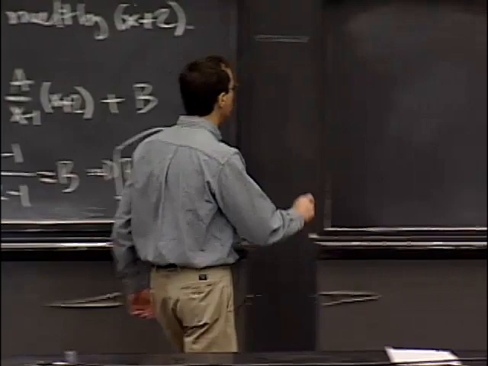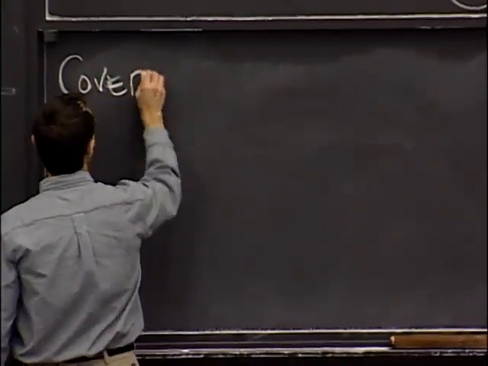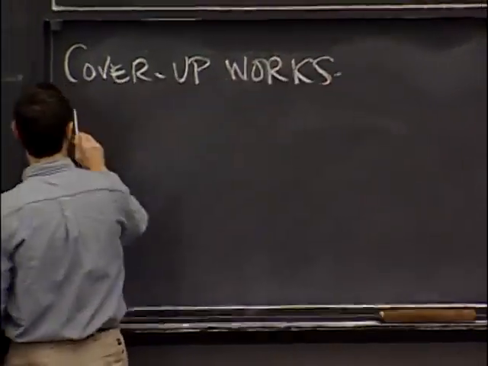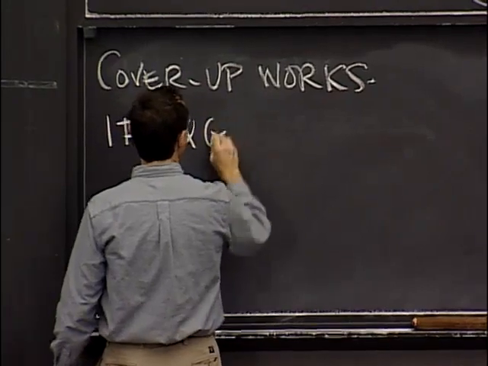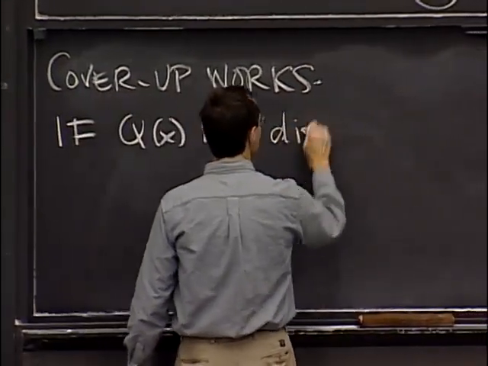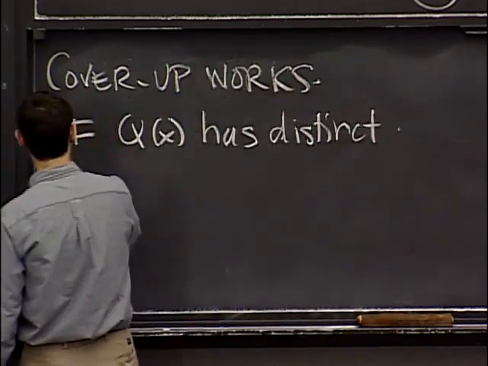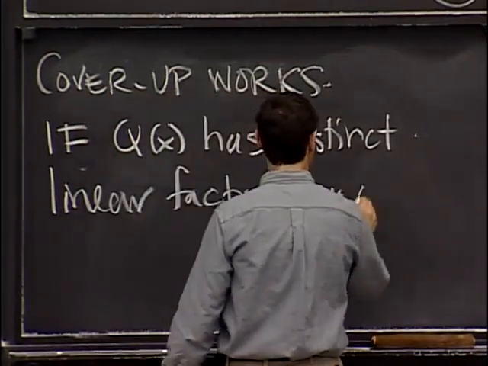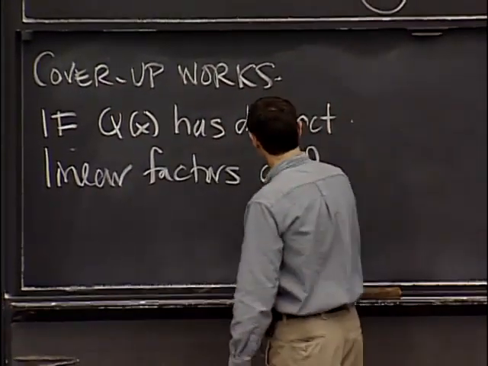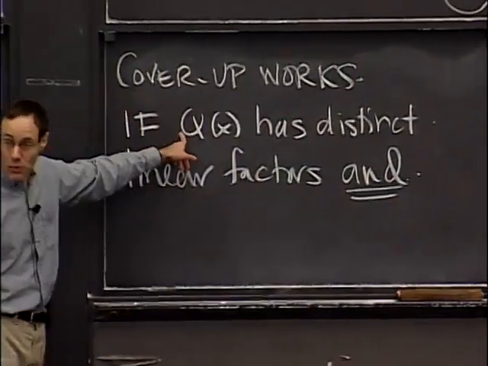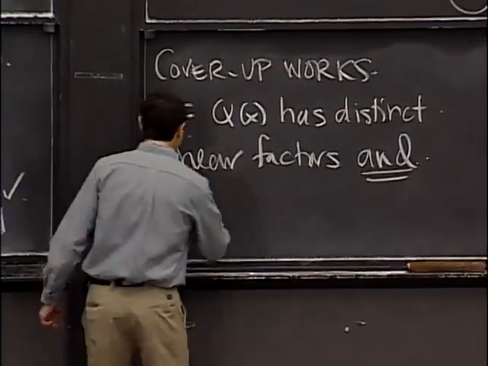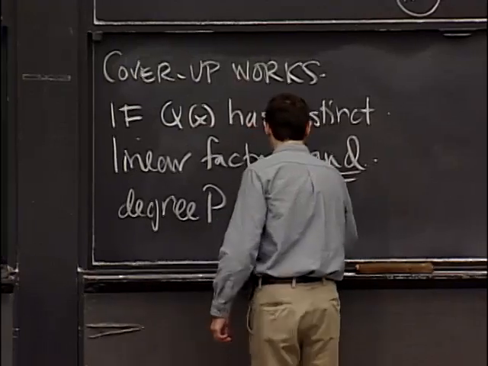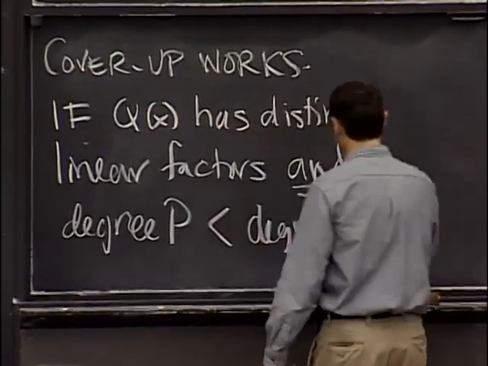So now let me just review when cover-up works. So this cover-up method works if q of x has distinct linear factors, and so you need two things here. The denominator has to factor completely, and the degree of the numerator has to be strictly less than the degree of the denominator.